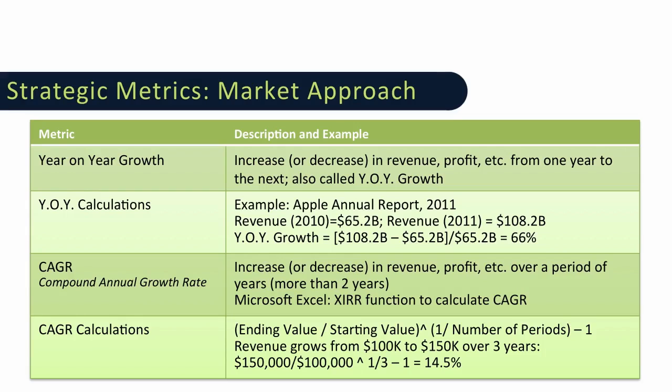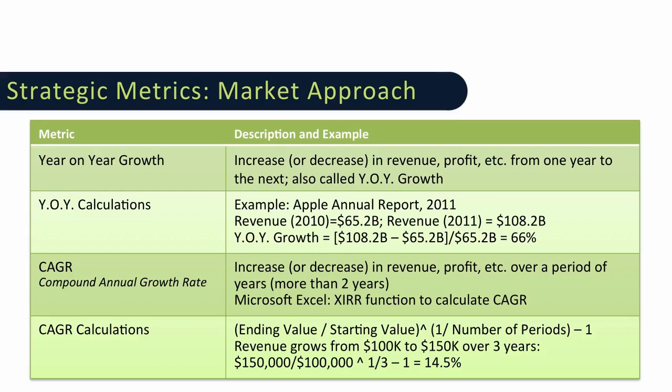For CAGR, we divide the ending value by the starting value and take that value to the power of 1 over the number of periods, and then subtract 1 from the entire result. On the slide, the upward pointing arrow is called a caret and signifies an exponent.